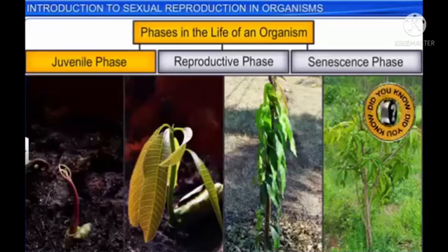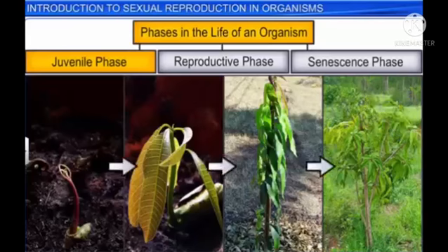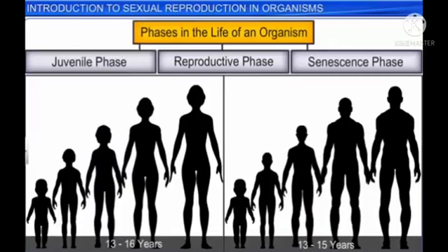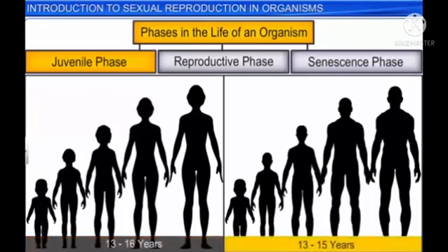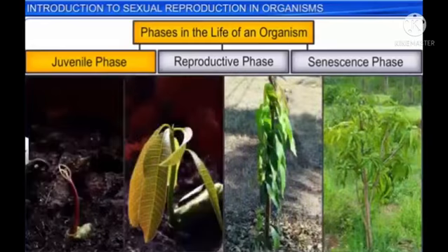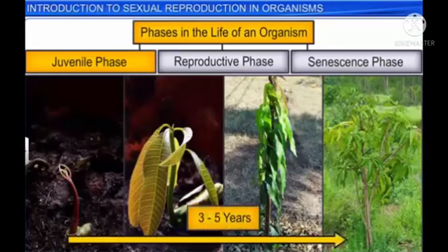Did you know that in plants, the juvenile phase is known as the vegetative phase? Interestingly, the duration of the juvenile or vegetative phase varies in different organisms. In human beings, for instance, the juvenile phase lasts for 13 to 16 years in the case of females and 13 to 15 years in males. Whereas a mango tree remains in the vegetative phase for around 3 to 5 years.